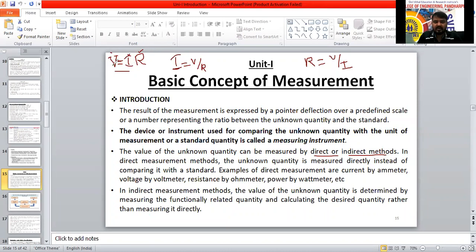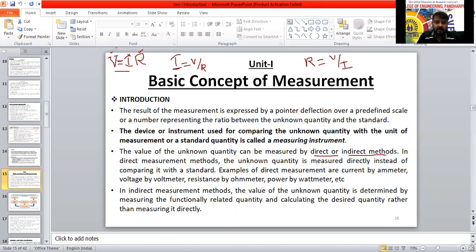So voltage का यूनिट क्या है? वोल्ट है, वोल्ट मीटर हो गए. करंट का यूनिट क्या है? एम्पियर है, ammeter we are going to consider. Resistance का यूनिट क्या है? ओम है, ohm meter we are going to call here. Ohm meter is already there in this syllabus. I will explain that one.